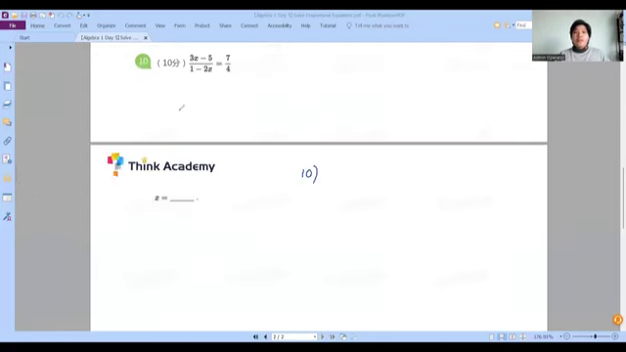So we're moving on to our last question here, which is question 10. We have (3x minus 5) out of (1 minus 2x) equals 7 out of 4. Again, I'm going to cross multiply. So that's 4 times (3x minus 5) equals 7 times (1 minus 2x). 4 times 3x, that's 12x. 4 times minus 5, that's minus 20. 7 times 1 is 7. 7 times minus 2x, that's minus 14x.